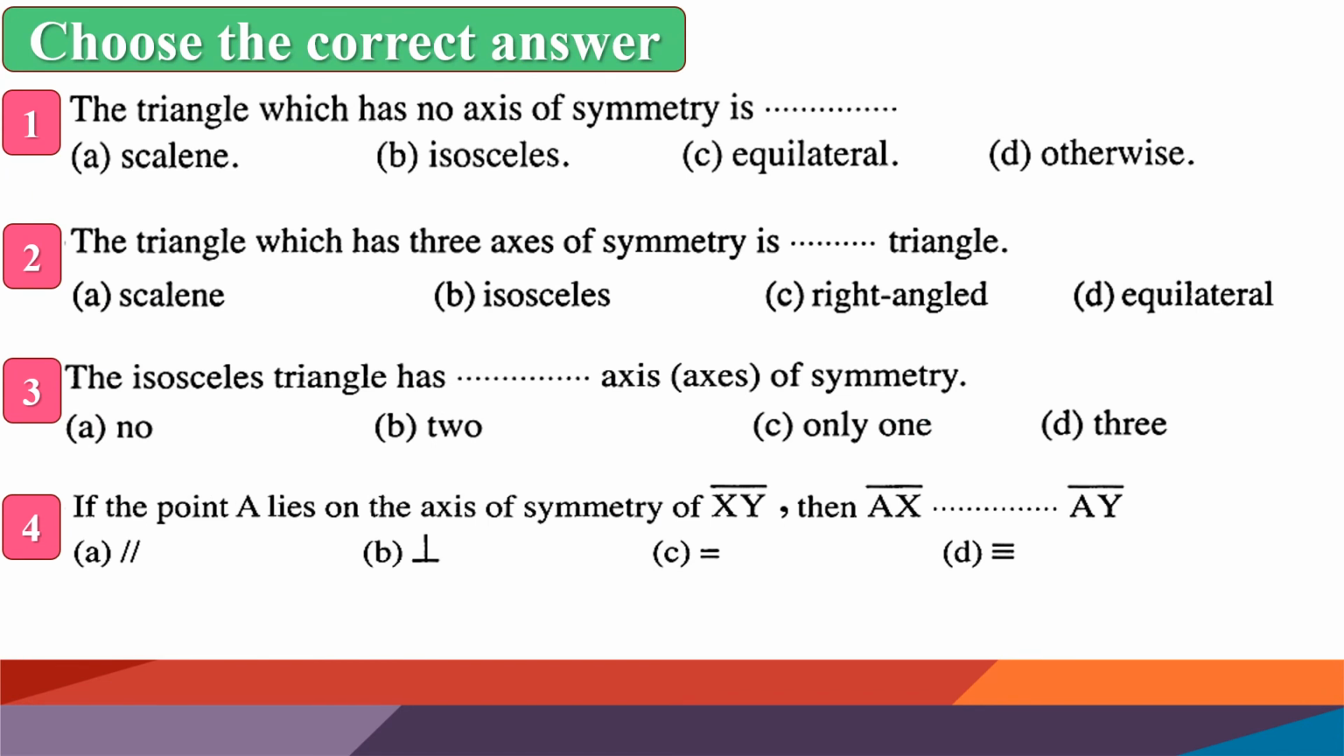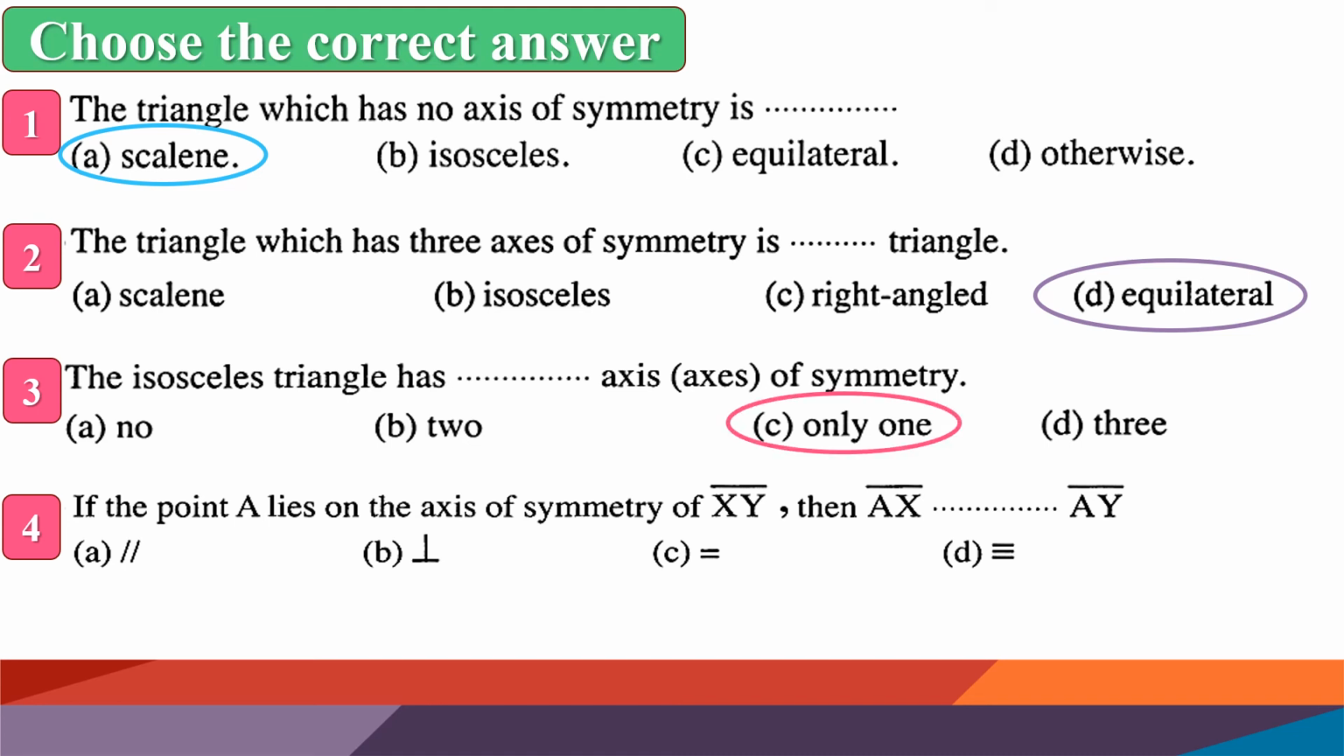Okay, now choose the correct answer. Number 1, the triangle which has no axis of symmetry is called isosceles triangle. The triangle which has 3 axes of symmetry is called what? 3 axes of symmetry, it's called, yes, equilateral triangle. The isosceles triangle has what? Has only 1 axis of symmetry.